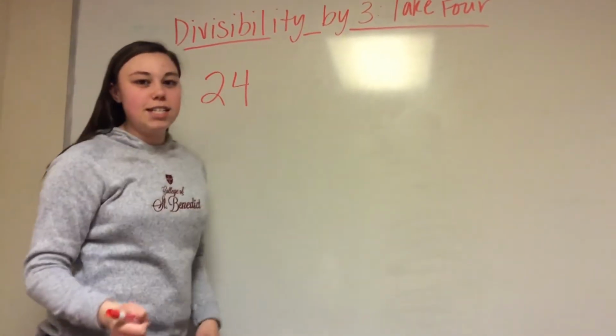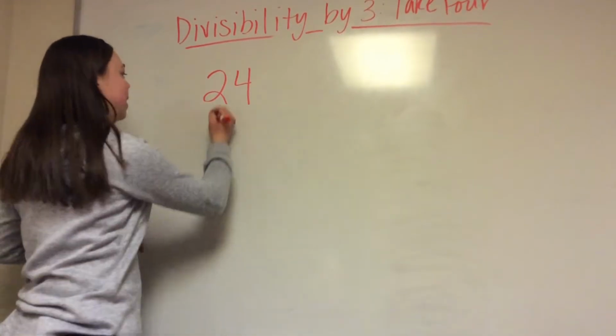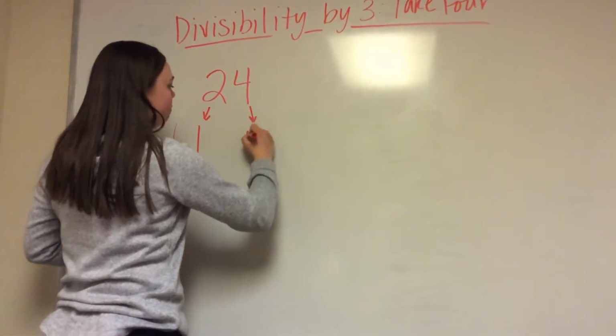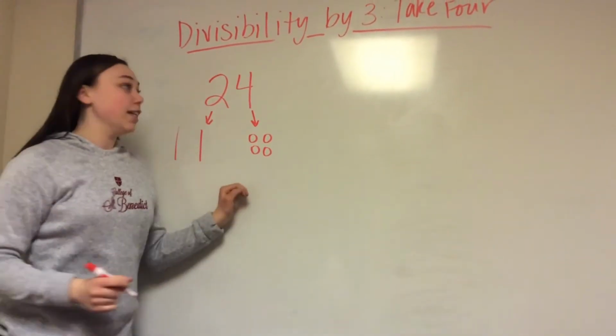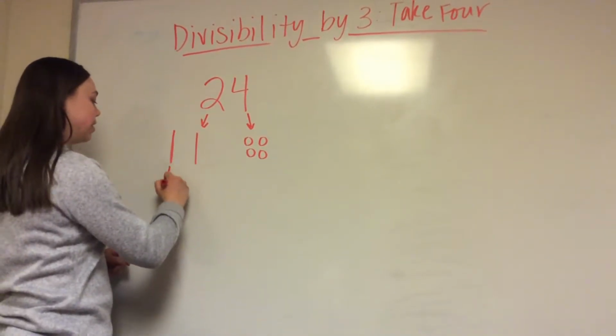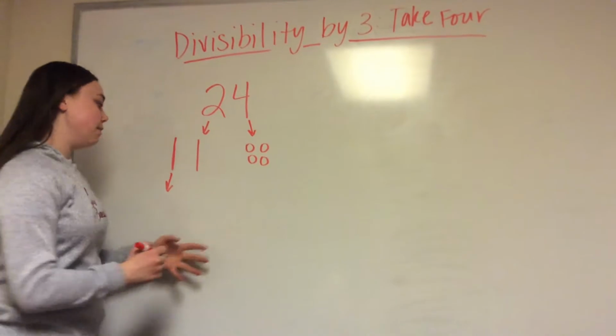And what we're going to focus on today is showing how this works in block form. So if I write 24 in blocks, we have 2 rods, and then we have 4 singles. Now what I'm going to do to prove that this works is I'm going to break down these 2 rods into 10 singles. But I'm going to write it in a way that will show how it's divisible.